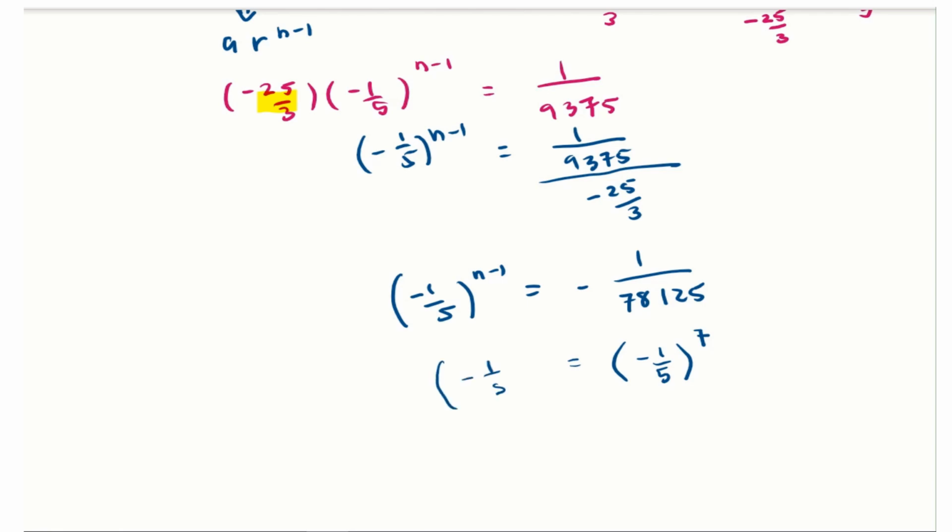So then, solving that equation here, since we have the same base, we can compare the indices. Comparing the indices, we get n minus 1 is equal to 7. Finally we get n equals 8. This is the number of terms. So there are 8 terms in the sequence. So we have T1, T2, T3, T4 until T8.